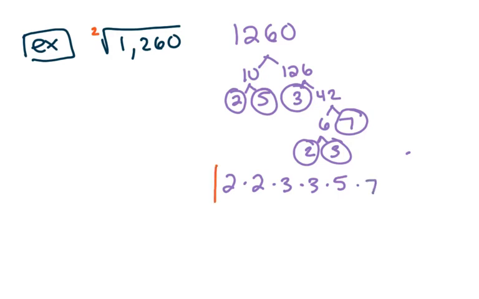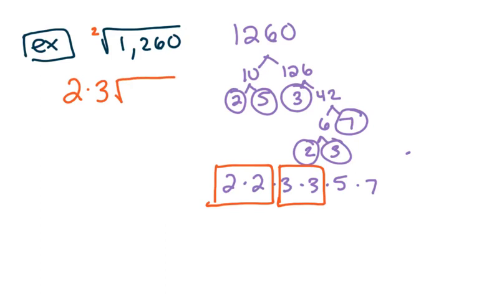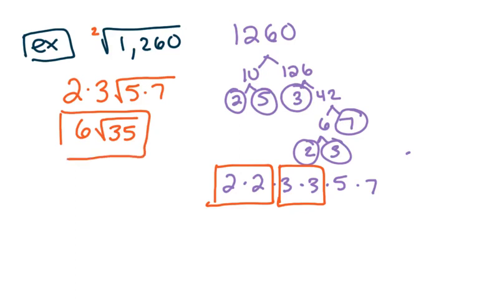I'm going to circle my pairs. So I have a pair of 2's and a pair of 3's. So my pair of 2's comes outside. My pair of 3's comes outside. And then 5 has to stay in. He doesn't have a buddy, and neither does 7. And so 2 times 3 is 6. And 5 times 7 is 35. So 1260 simplified would be 6 square root 35.